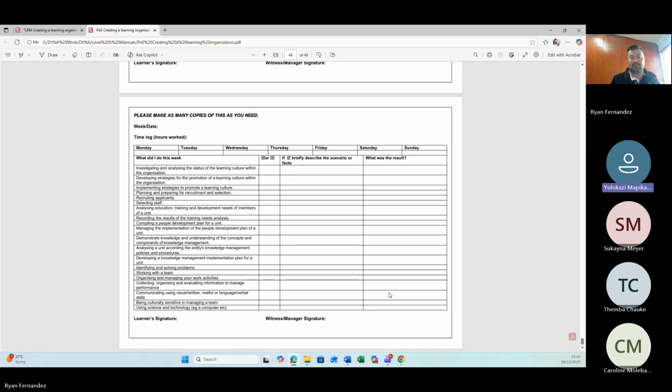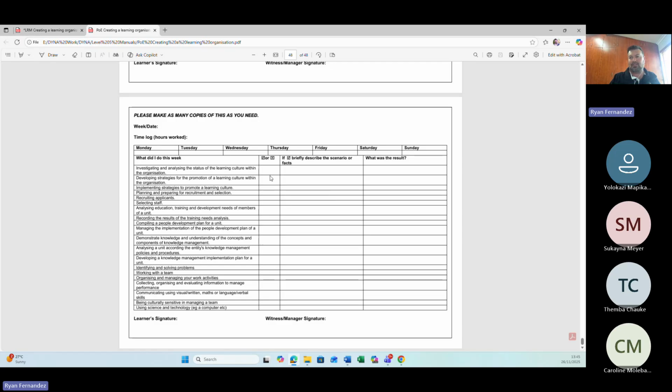I'm sorry, Ryan, yes? Do we need to fill in all those 5 sheets? So what you would do is fill in the 5 sheets, but you don't have to do all the criteria for the 5. Just choose 5 for that week, 5 for the next week, 5 for the week after that. The important thing is that you put in the dates and the hours. Those are the things that they really are looking for.